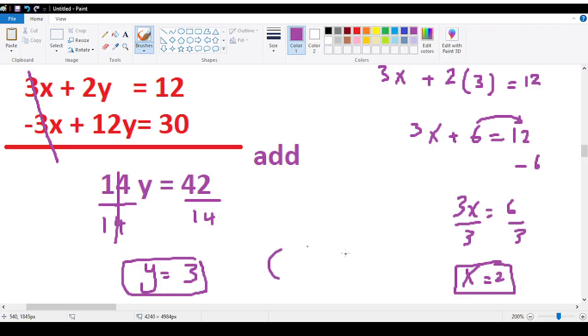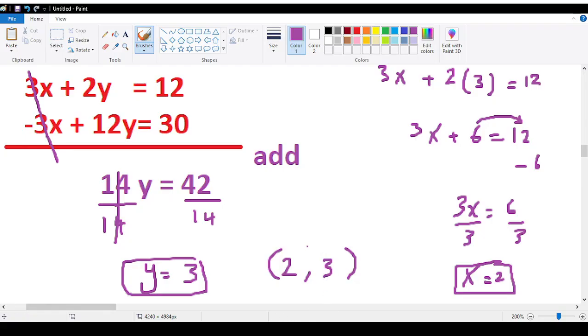Now what's the final answer here? What is the final answer here? Wait one second. 2 and 3.